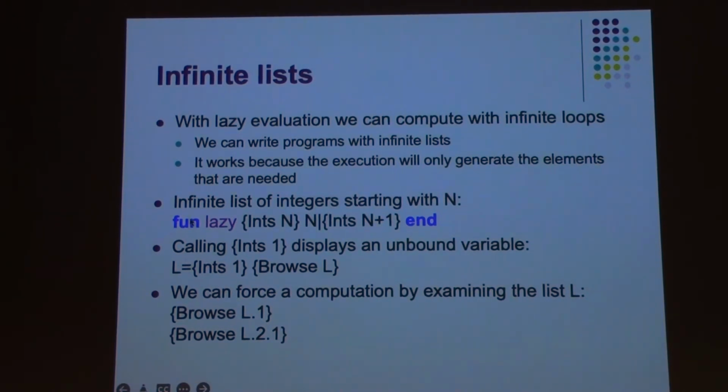So here's a simple function. Fun lazy ints n bar ints n plus 1. So this generates an infinite list of integers starting with n. So ints 1 will cause it to generate 1, 2, 3 forever. But that's not a problem in a lazy program. It's not an error. It's a perfectly good way of programming. Okay? Calling ints 1 will just display an unbound variable. Okay, we can do it.